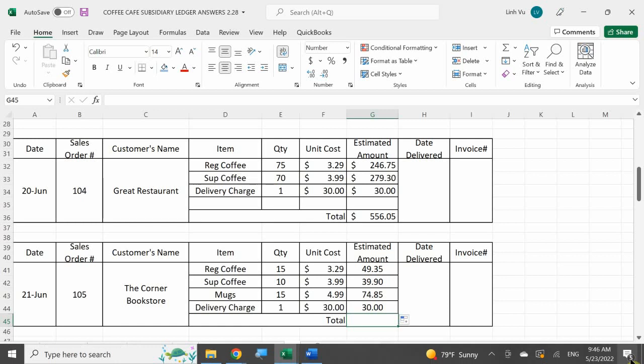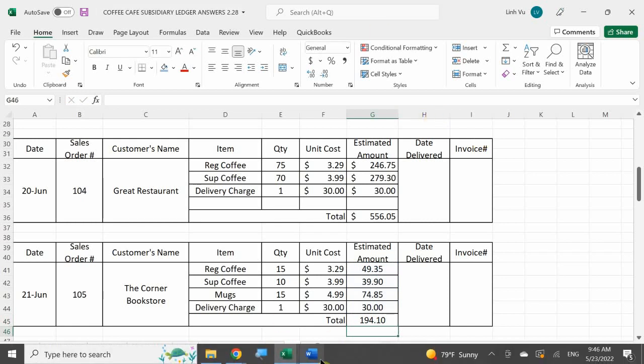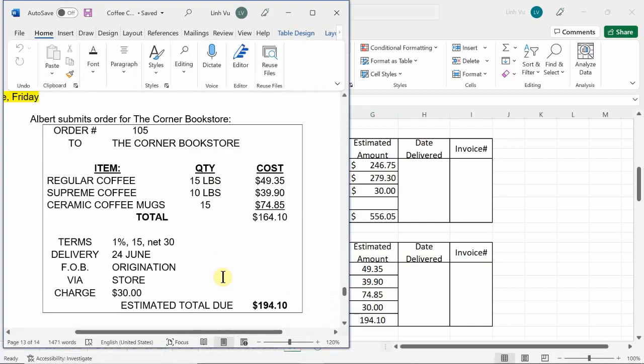$30. So in grand total, it's going to be 49.35, 39.90, 74.85, and 30, got 194.10. Good. Okay, does that match the invoice? Yes, it does. Or the sales order?